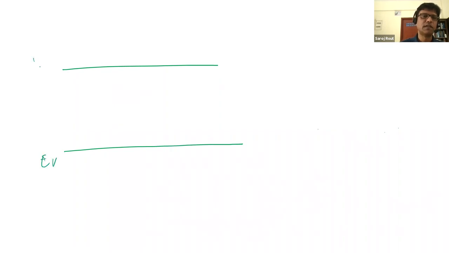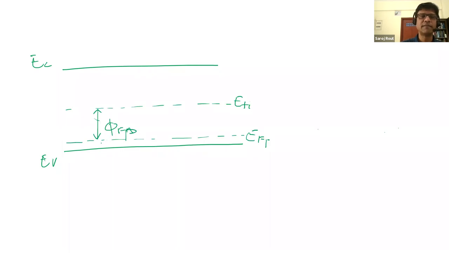So P-type, right? Let's draw the band diagram of P-type. This is EV, this is EC. This is the Fermi level of the intrinsic semiconductor, and this is your real Fermi level, so let's call this EFP, with phi FP between them. If I want to convert this to an n-type with exactly the same carrier concentration, where should the Fermi level be?